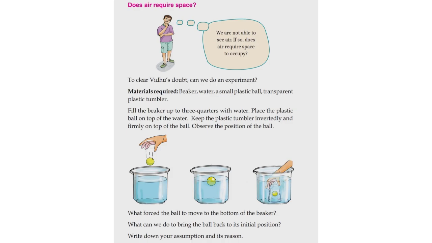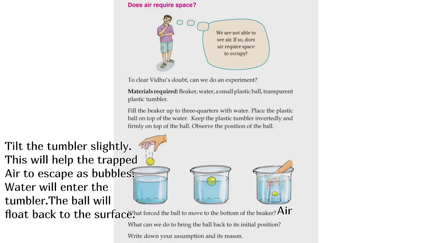What forced the ball to move to the bottom of the beaker? Air. What can we do to bring the ball back to its initial position? Tilt the tumbler slightly. This will help the trapped air to escape as bubbles. Water will enter the tumbler. The ball will then float back to the surface. Write down your assumption and its reasons.